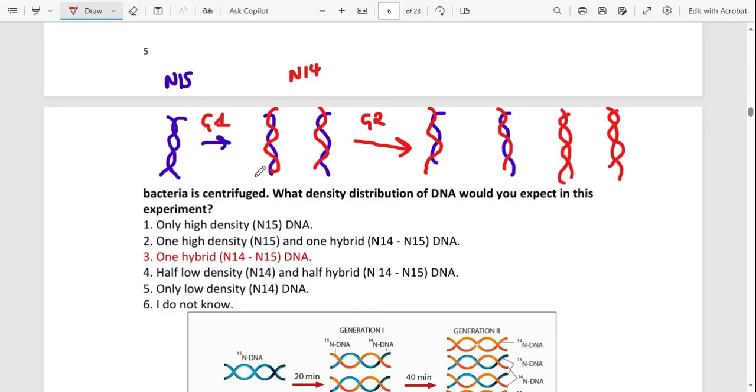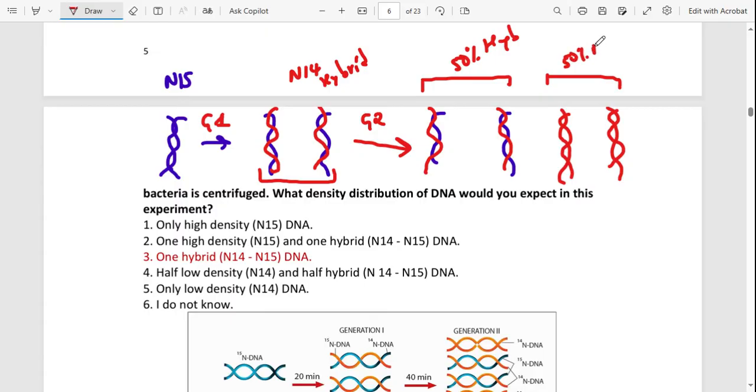So what can you see from here? In the first generation, all the offspring are hybrids. Hybrids means they have an equal amount of nitrogen 15 and nitrogen 14. So these are hybrids. If you look at the second generation, you have these two which are hybrid, so you have 50% hybrid, and then these two are the new strands containing nitrogen 14, so I've got 50% new strand.